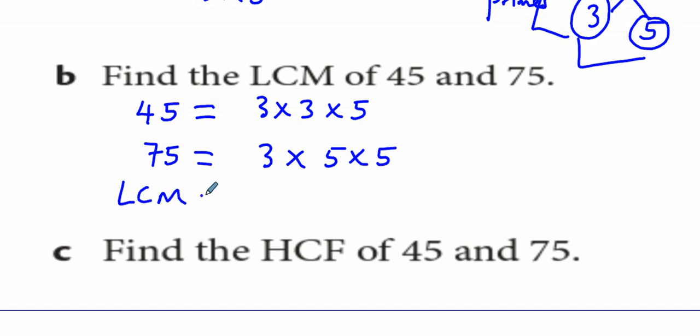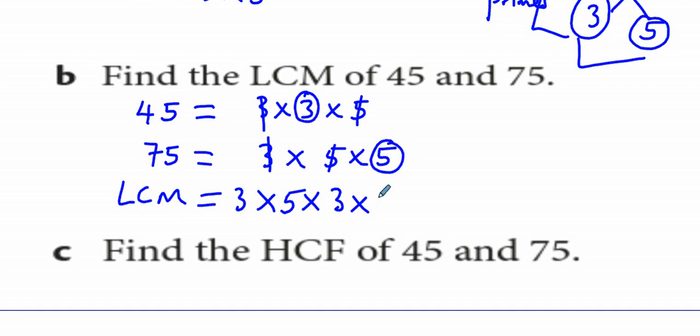Okay, being the LCM, we look for common factors first. That is 3 times 5, so this is common. And then we go for uncommon factors. 3 is uncommon, and also 5 is uncommon. So when we multiply all this will be 3 times 5, 3 times 5. So 3 times 5 is 15. 3 times 5 is also 15. So 15 times 15 is 225.